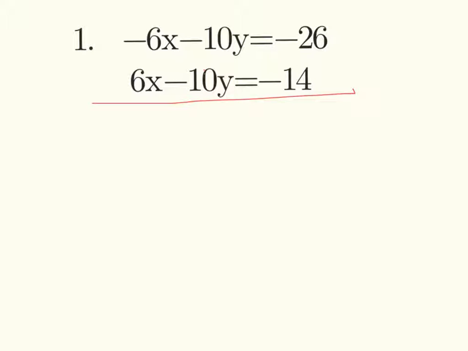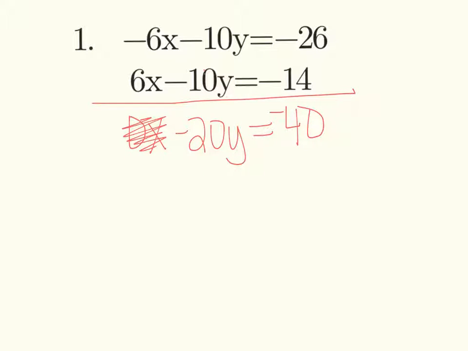So what we're going to do is start by eliminating our x's. If I have negative 6x plus 6x, that gives me a 0x. Now again, we'll drop that. I just wanted to show you what happens. So negative 10y minus 10y is negative 20y, and then negative 26 and negative 14 is negative 40. Now remember that goes away, so we won't do that every time.